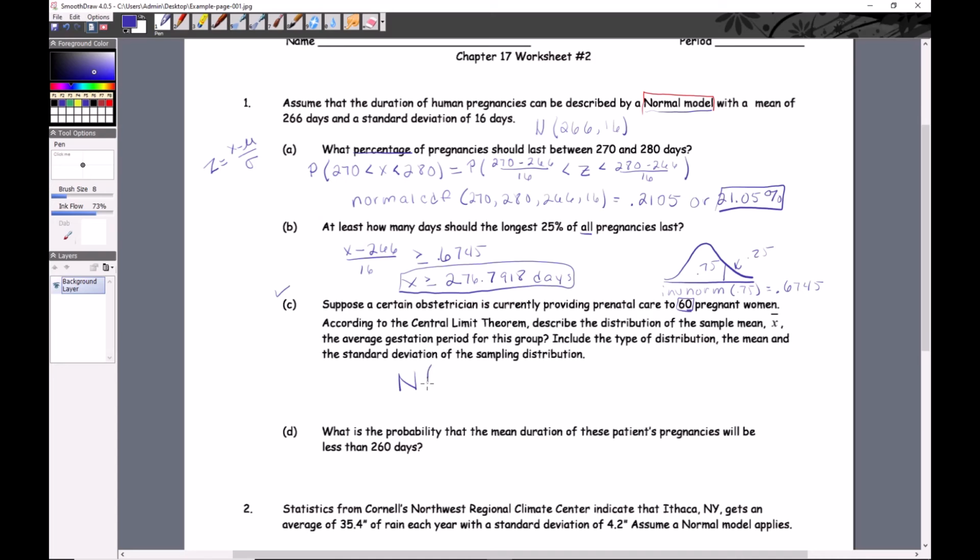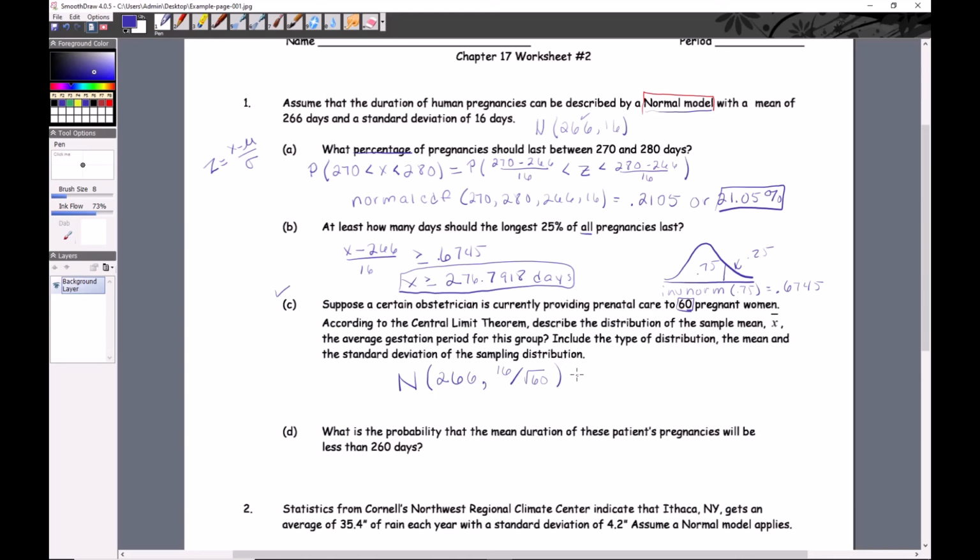The mean, since this is an unbiased estimator, is going to be 266, just like up here, right? But your standard deviation has to be adjusted because you're not just looking at individual pregnant women, you're looking at groups of 60 of them, right? So this will be your original sigma adjusted by the square root of the sample size.